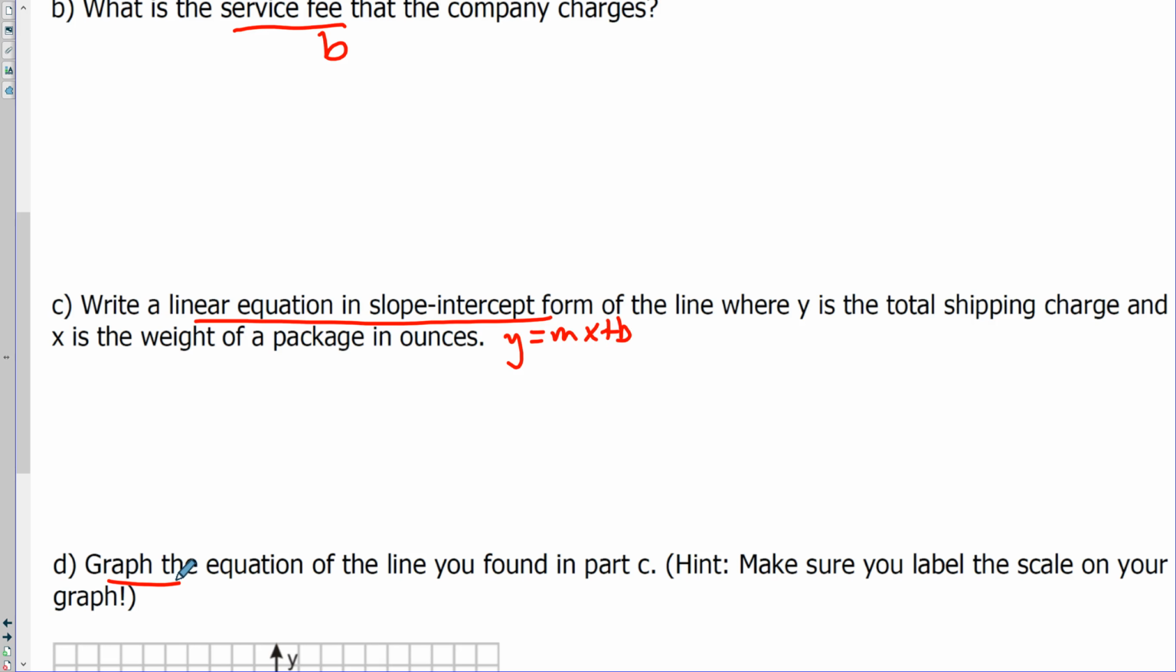So when you have a multi-part question, a good idea would be to first read through all the parts and know what you're working towards, because sometimes that'll give you a hint if you weren't sure. If I wasn't quite sure what I was doing in parts A or B, seeing that I'm going to eventually generate a linear equation and then graph it in parts C and D would help me recognize that I'm finding the slope and the y-intercept.